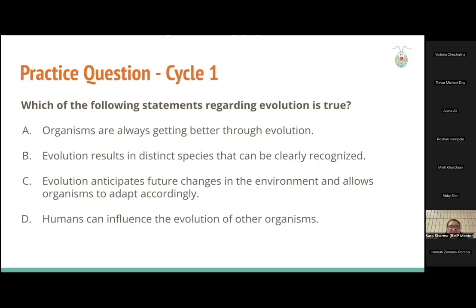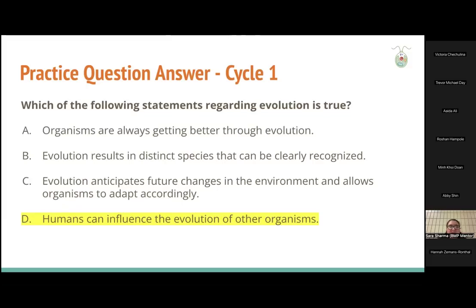Okay, which of the following statements regarding evolution is true? Pause and try it out. Okay, next slide. All right, so D, humans can influence the evolution of other organisms. This one is correct because humans are constantly influencing the environment and nature around us, so we're always influencing different types of changes and evolutions in organisms. I will go through why the others are wrong.